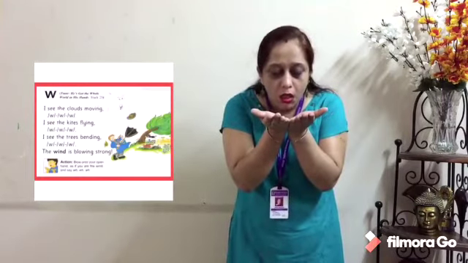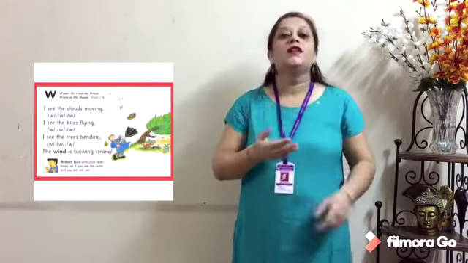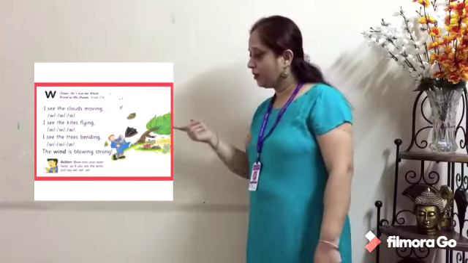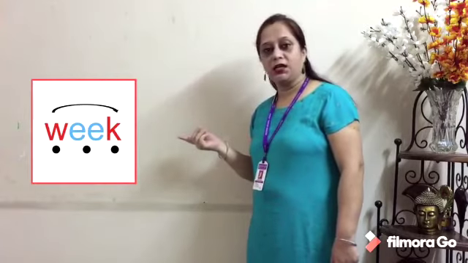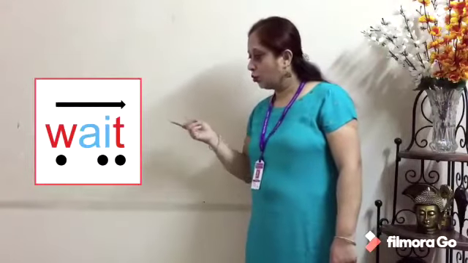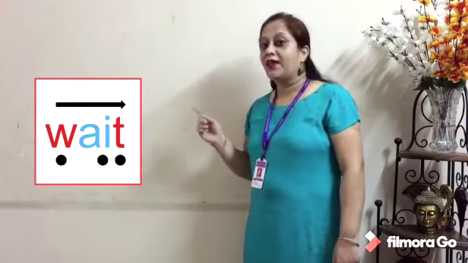Now, next letter. That is W. So, what is the sound of letter W? For this, you have to pretend a blowing wind. How? W. W. So, this is the sound of letter W. Now the words having the W sound. First one, weak. Wait.